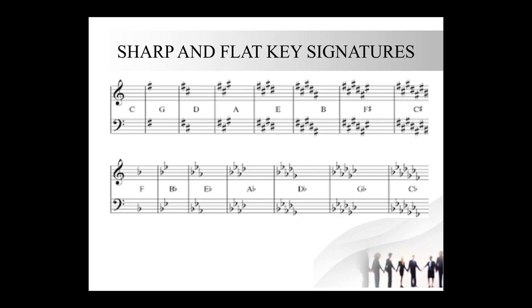So bear in mind when someone asks you to play C sharp, it means you're also playing D flat. When you're told to play D sharp, it means you are also playing E flat. When you are told to play G flat, it means you are also playing F sharp. When you are told to play G sharp, it also means you are playing A flat. When you are told to play B flat, it's also A sharp. That is it when it comes to key signatures.